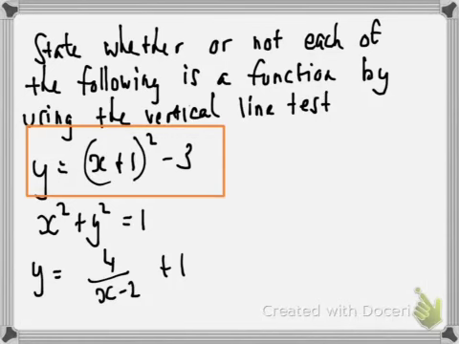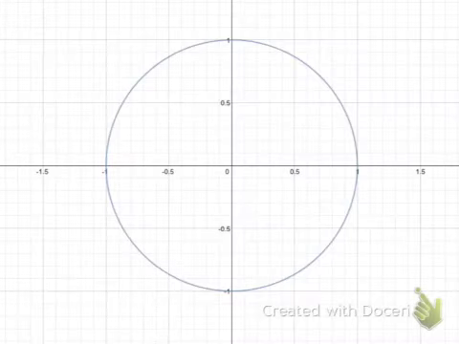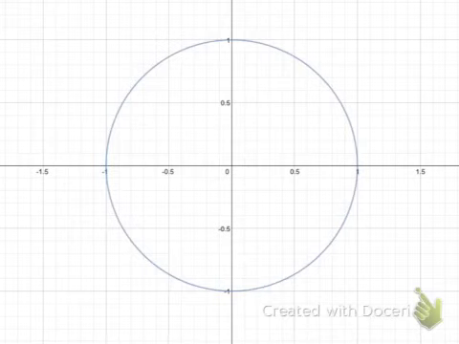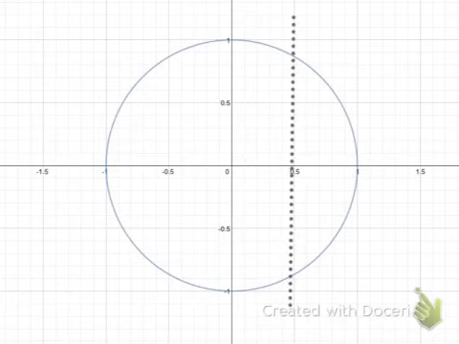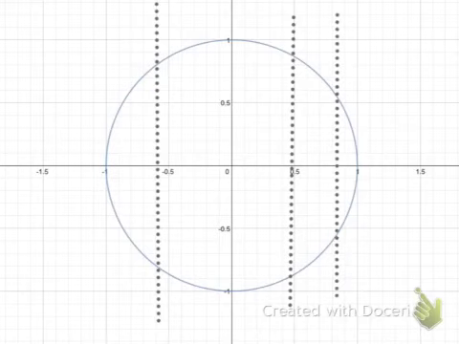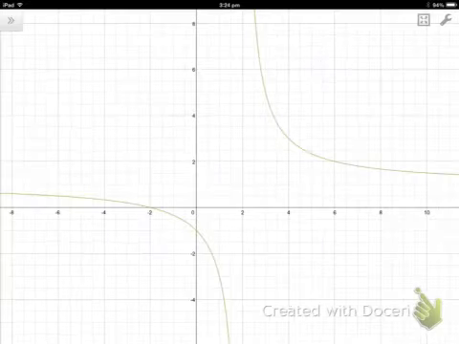Second graph is x squared plus y squared equals 1. This graph here. And that's a circle. It's got a radius of 1. And as I pointed out before, that doesn't pass the vertical line test. As you can see, x values have got two corresponding y values there. So it is not a function.